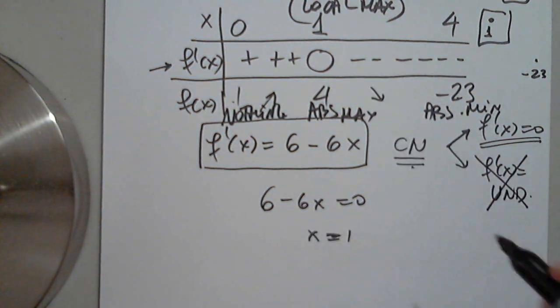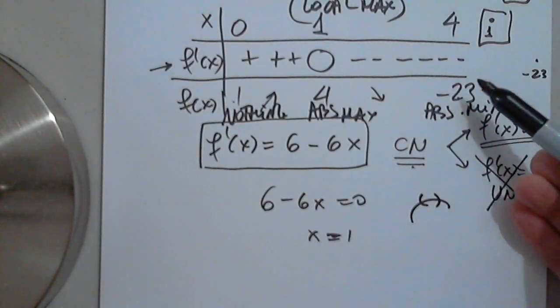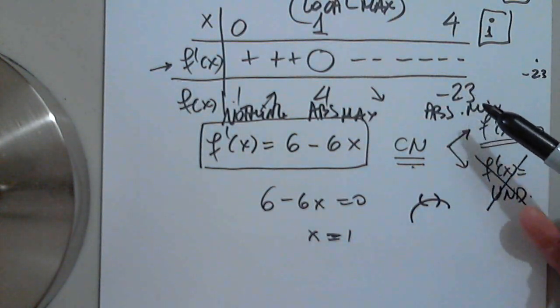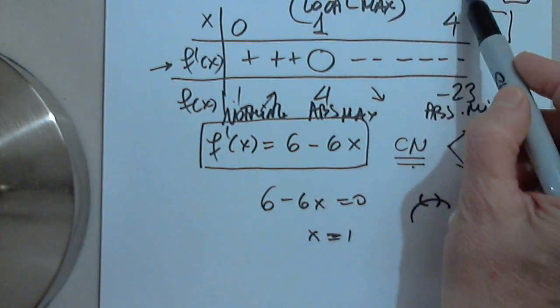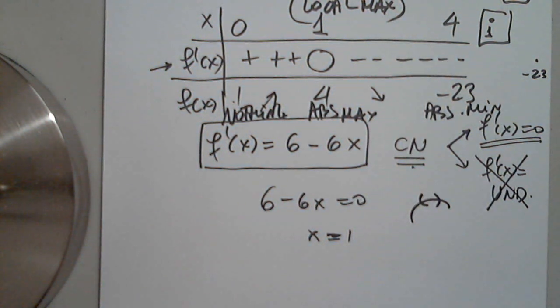Local or relative has to show that the function exists on both sides. Here I cannot show that the function exists on both. Of course it does, but I'm given this interval and I have to stick with it. Any questions on this one?